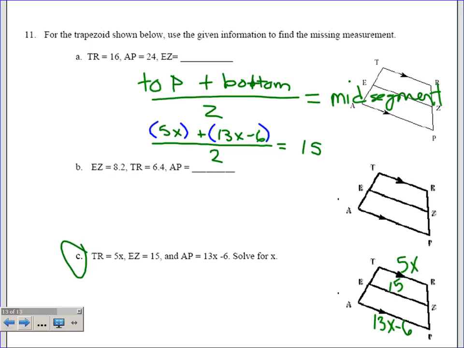We can combine like terms. We'd have 18x minus 6 divided by 2 equals 15. Now, like that last problem we did, we could divide both these guys by 2, or we could multiply both sides by 2. It doesn't matter, it's just whichever way you need to solve this problem. For me, since both these are divisible by 2, I'm just going to divide them. That's 9x minus 3 equals 15.